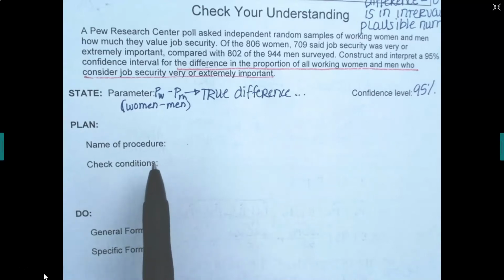Your procedure, this was two different samples, so go back and look under your important ideas. Hopefully this has been helpful to you. Give this a try, check your answers. Let me know if you have any questions.